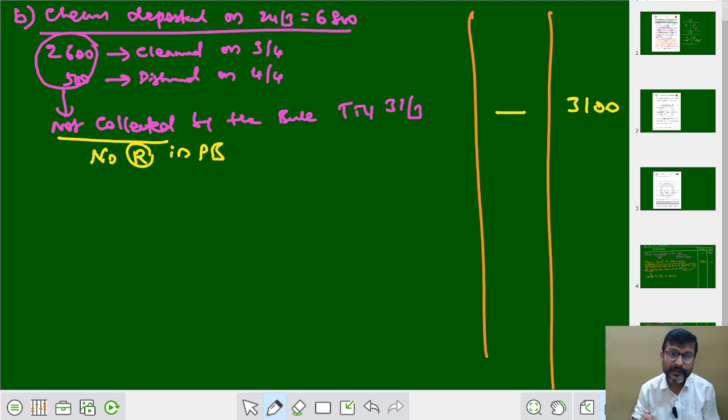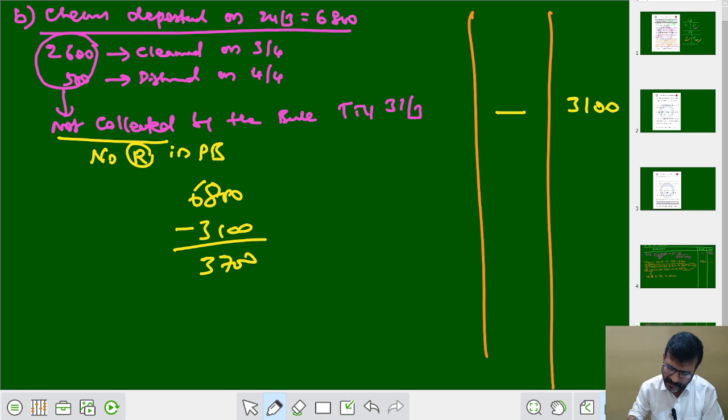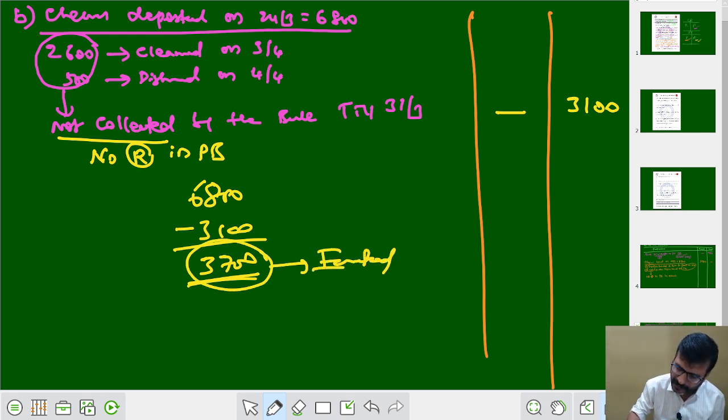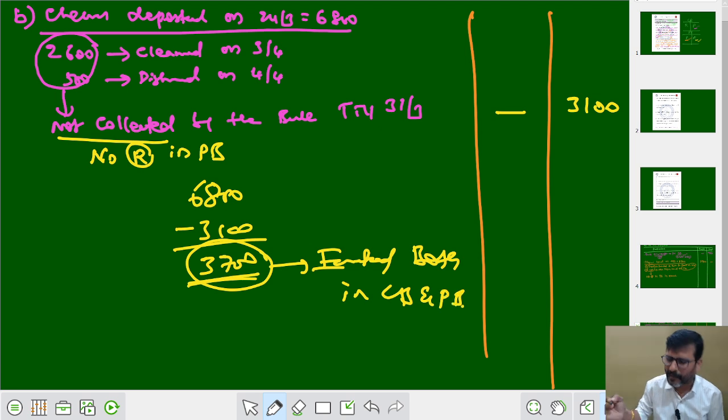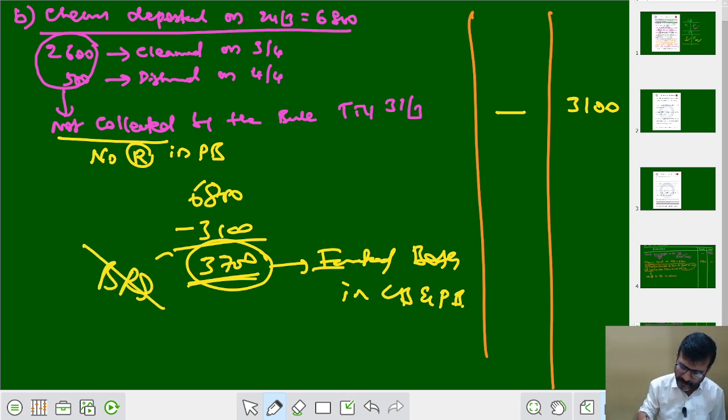Sir, what about the balance? Out of 6,800, 3,100 is gone. So how much is left? We are getting another 3,700. What happened to this 3,700? It was entered both in cash book and passbook, because this was collected by the banker, entered in the passbook and also in the cash book, so it won't come in BRS. So this doesn't come in BRS. We only have to do the answer for this, not the remaining amount.